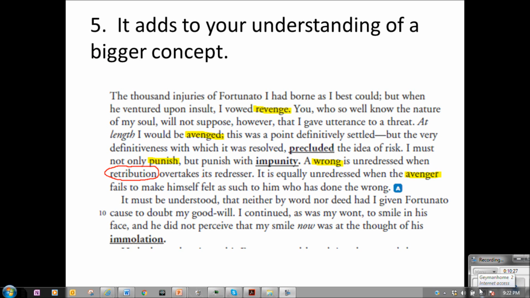A word's also usually a good word if it adds to your understanding of a bigger concept. I think I was just talking about this, but retribution in this case has a lot of other related words to it in this very text, like revenge, avenged, punished, wrong, avenger, and it seems like it's going to a whole concept about revenge, and so having that in my toolbox is helpful.